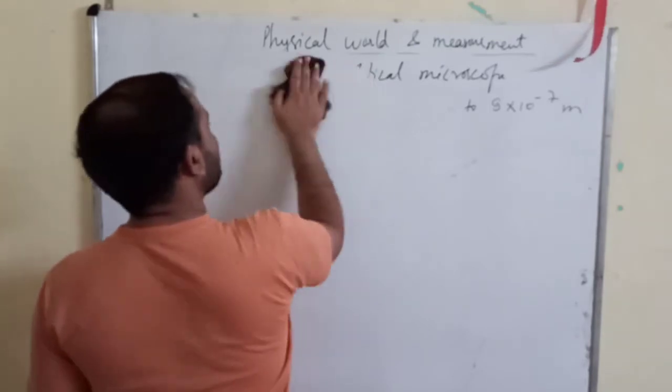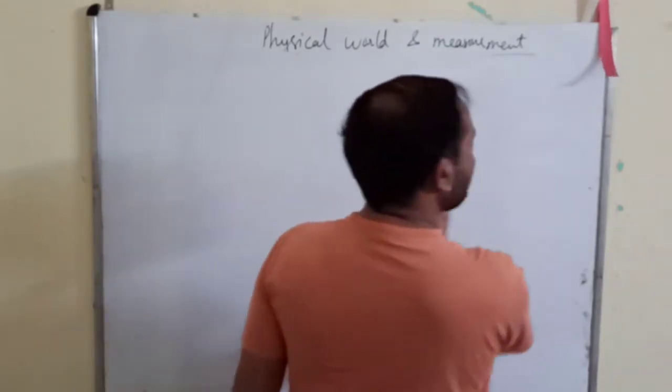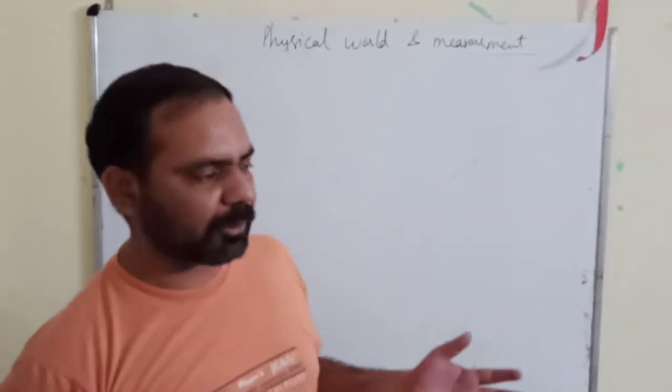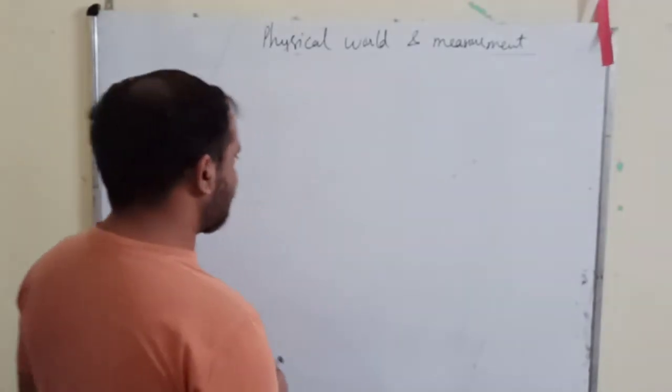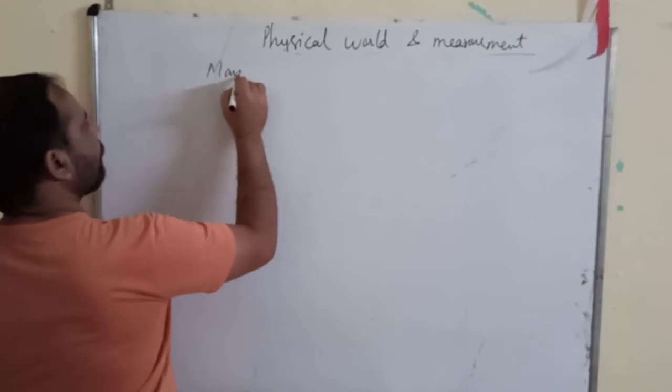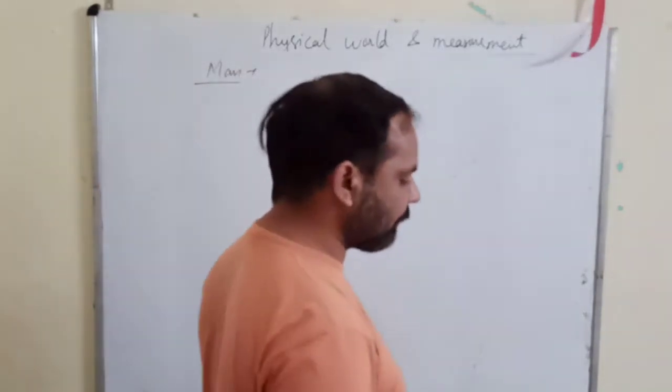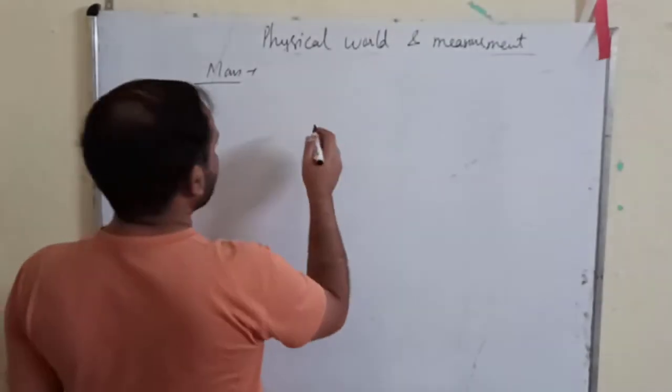So this was about length. How can we measure the length? Small, large, direct, indirect methods for both of them. Now we move on to the next section, that is mass. How can we measure mass? The methods of measurement of mass. So there is nothing much to discuss.